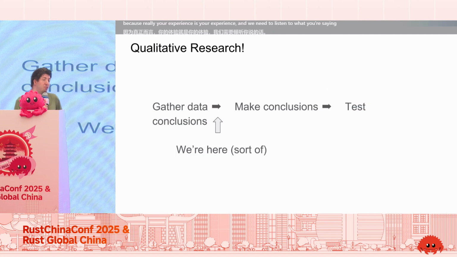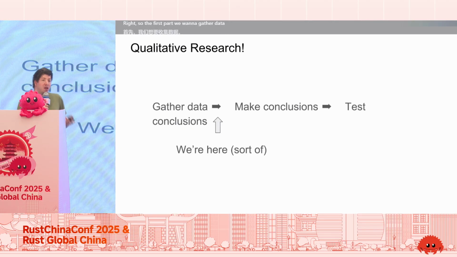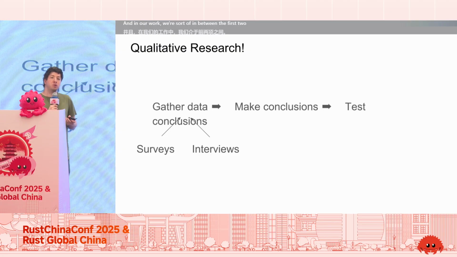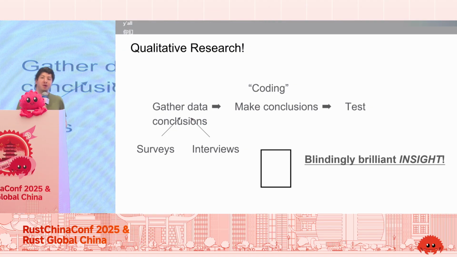And the formatting here is a little messed up, but really qualitative research has three parts, right? So the first part, we want to gather data, and then we want to make conclusions about that data, and then test those conclusions. And in our work, we're in between the first two. So in the gathering data section, we've done a survey earlier in the year where we got the lay of the land for who uses Rust and in what ways. And then since we've been doing interviews where we dig in and can ask people more distinct questions about their experience. And then we do this process called coding, which is not the coding that you might be thinking of, but rather we take all this data and we try to find themes from it that match what people feel. And then there should be a light bulb here, but then we make some blindingly brilliant insight.